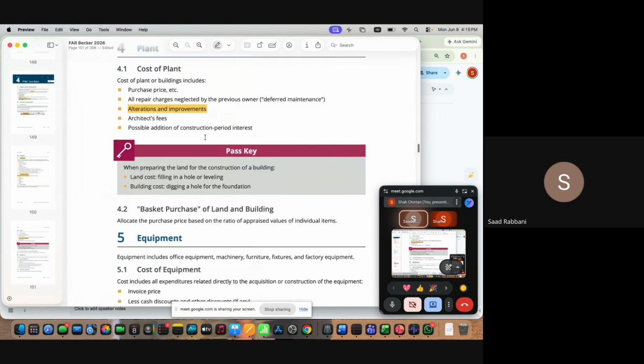Okay, then a small topic, basket purchase. Again, ये हमने discuss किया. If you purchase land and building together, land is a non-depreciable asset, but building is a depreciable asset. So you have to do a split. How will the split be done? Based on the appraised value, fair value, or market value, which will be given to you in the question.